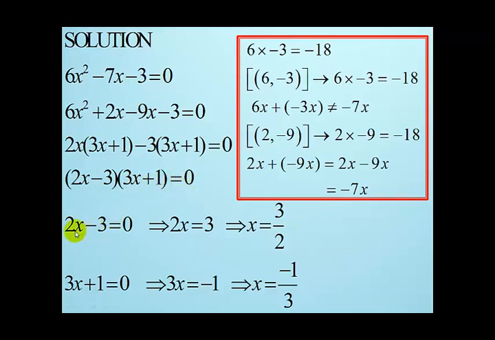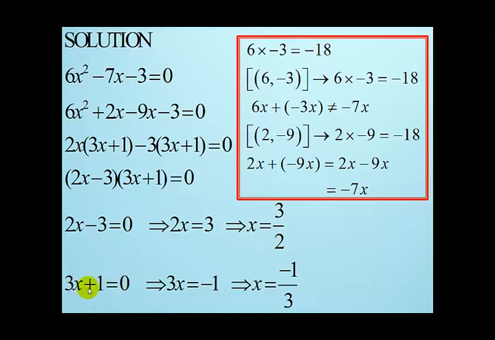Now if 2x - 3 is equal to 0, how do we solve for x? Minus 3 on the left hand side becomes plus 3 on the right hand side. And we need to divide both sides by 2 in order to make x the subject. When we divide the left hand side 2x by 2, we are left with x. And when we divide the right hand side 3 by 2, we have 3 over 2. That means that the value of x is equal to 3 over 2.